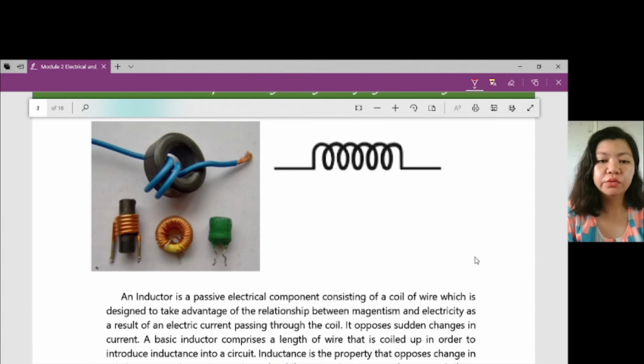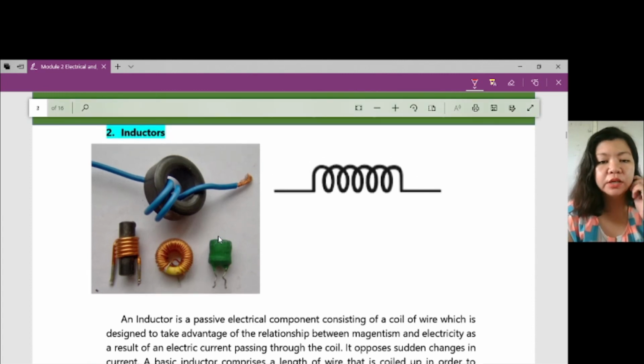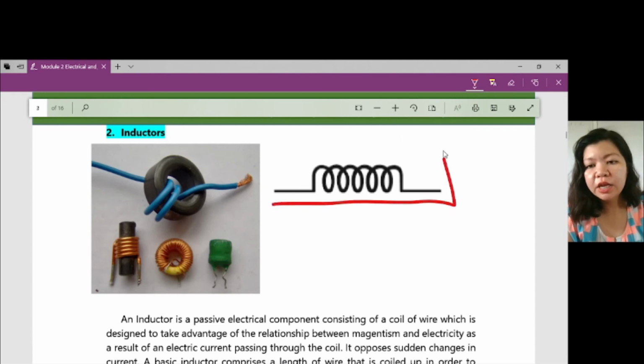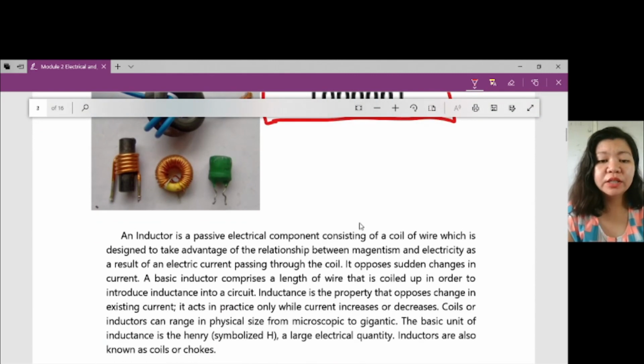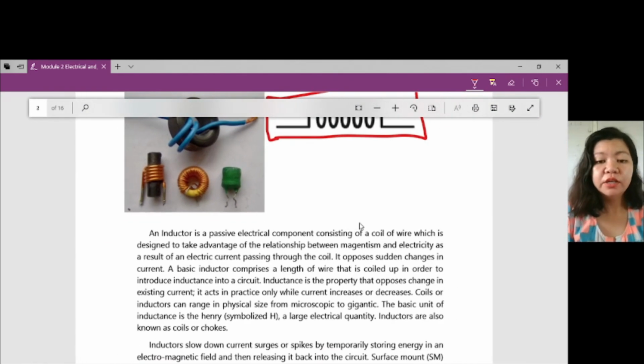We have the inductors. So this one is the real, ito yung totoong itsura or totoong picture of the inductors. And this one is how we would like to see it in our schematic diagram. So when we see this one, it means that the component attached is an inductor. So what is an inductor? An inductor is a passive electrical component consisting of a coil wire, this one.